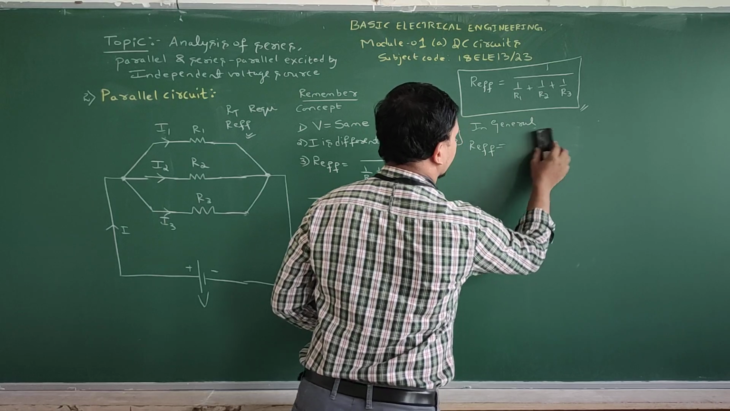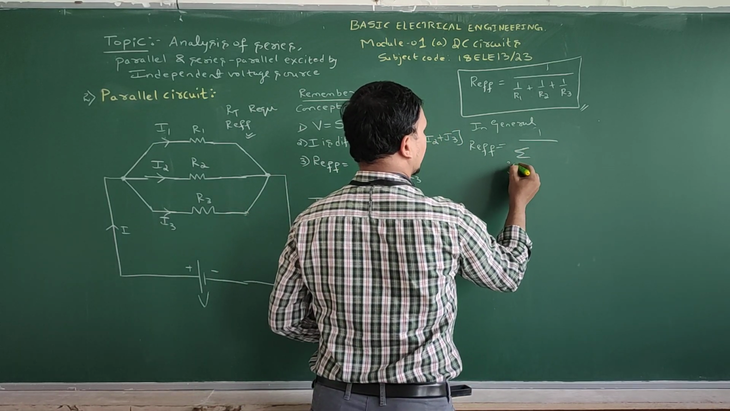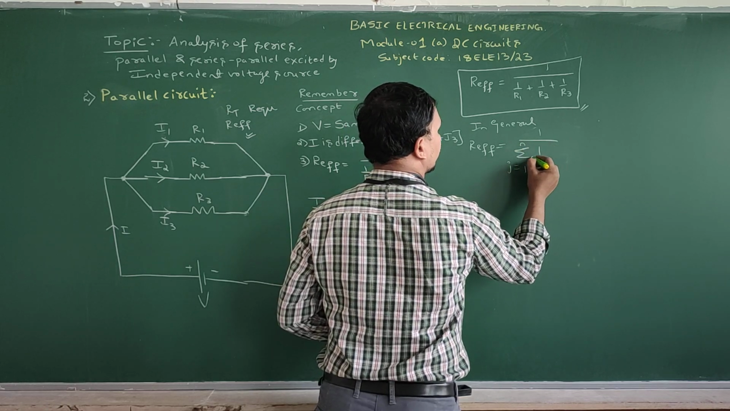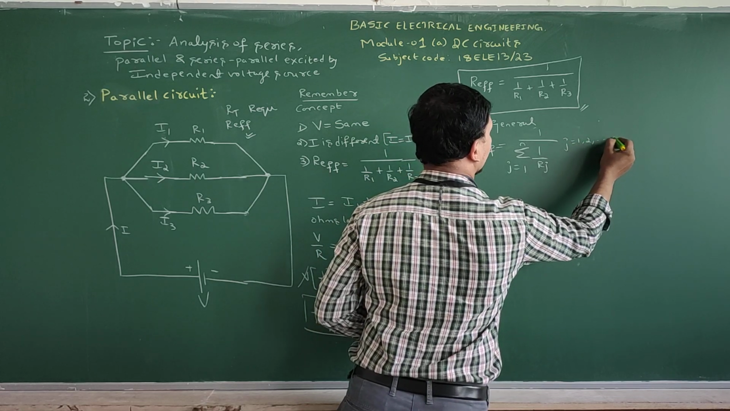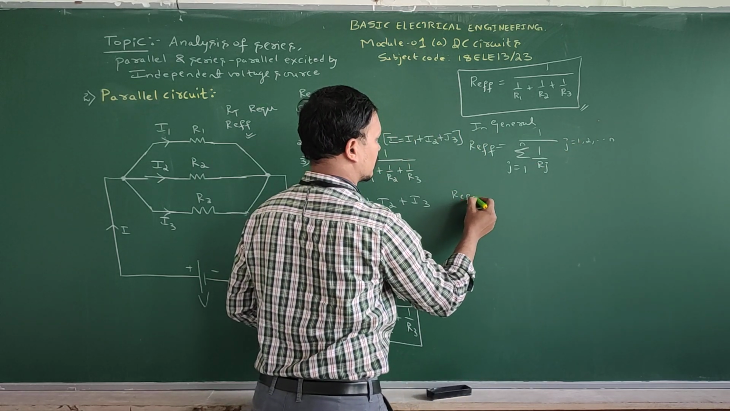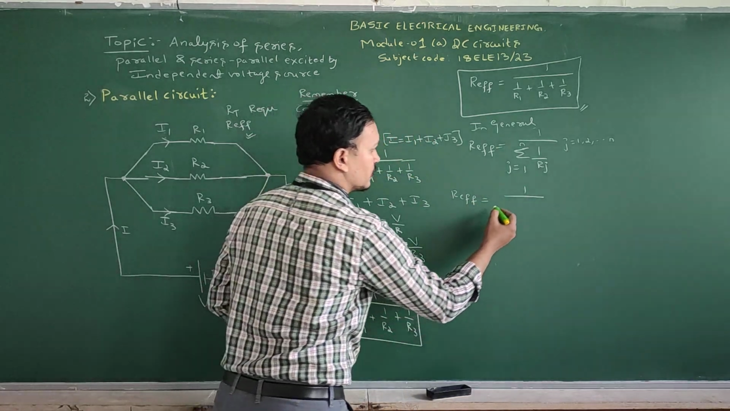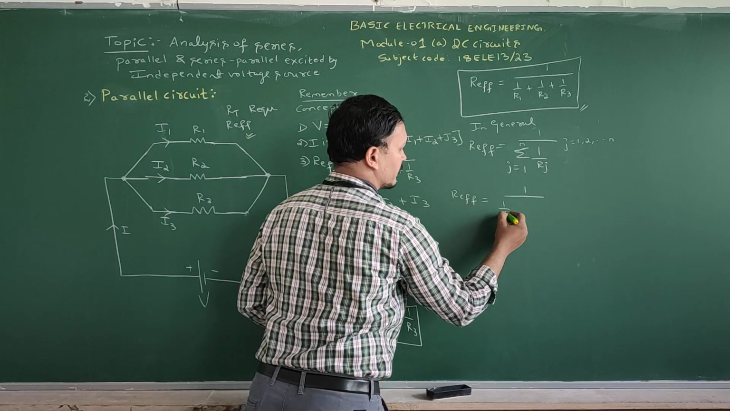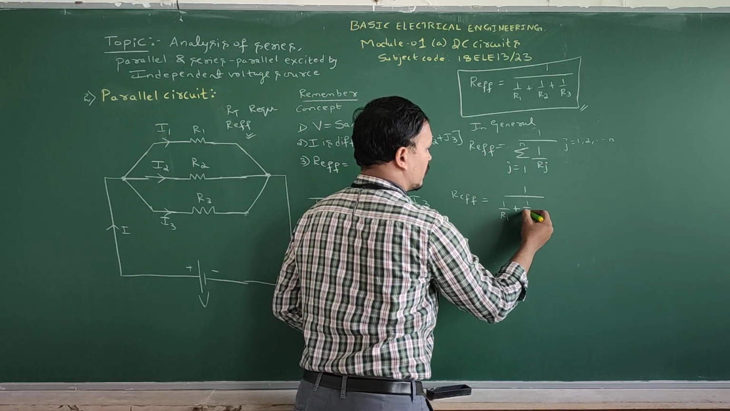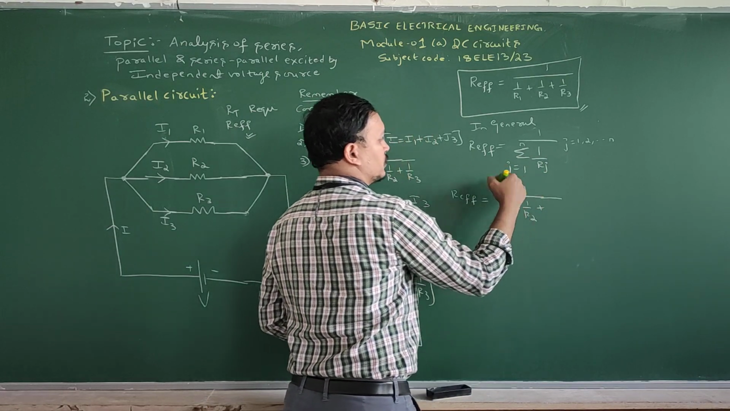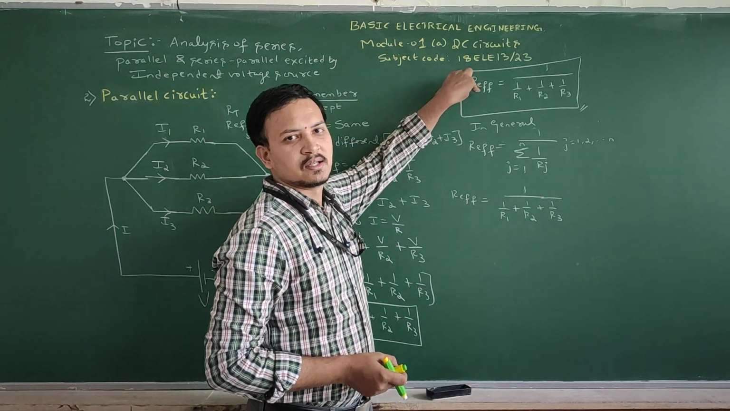Do some slight modifications. 1 whole divided by summation j equals 1 to n of 1 by Rj, where j varies from 1, 2, till n. Now you can cross check once again. 1 divided by, put j equal to 1, 1 by R1 you will get. Then summation plus, put j equal to 2, 1 by R2, plus put j equals 3, 1 by R3. So therefore you will get the same equation.